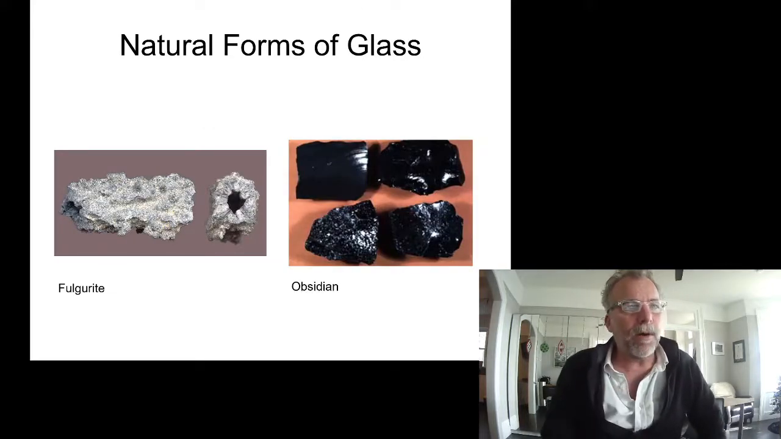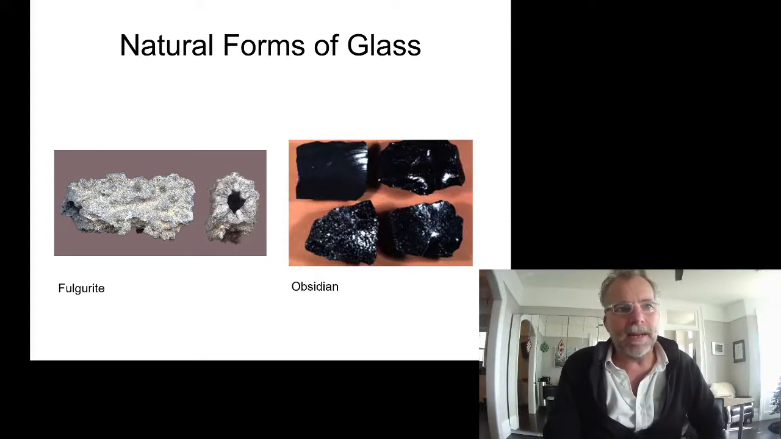There are natural forms of glass. A fulgurite, on the left, forms when lightning hits a bed of sand, hits the beach, hits the desert, and it will instantaneously vaporize and melt the sand, and then it cools into a fulgurite, natural glass.